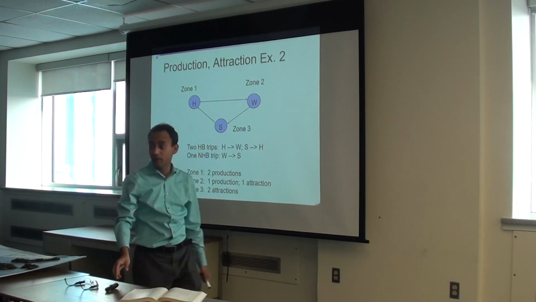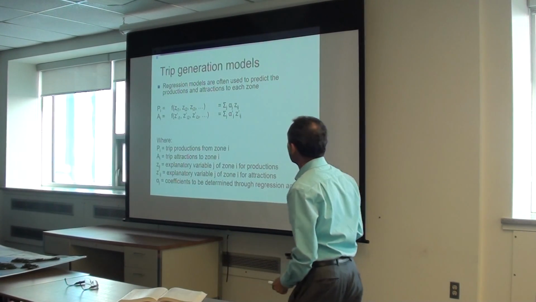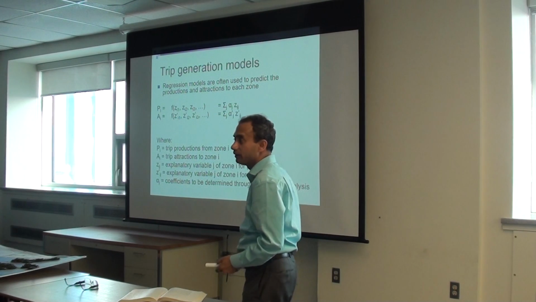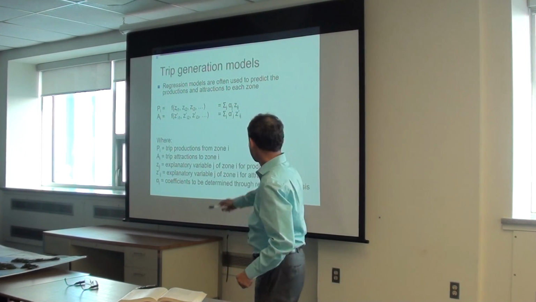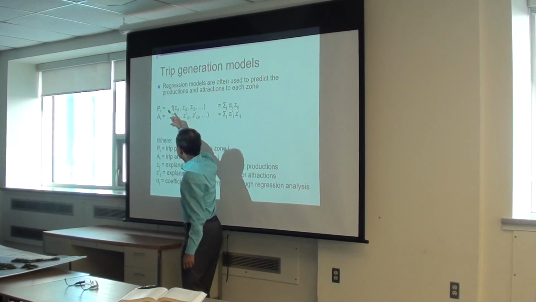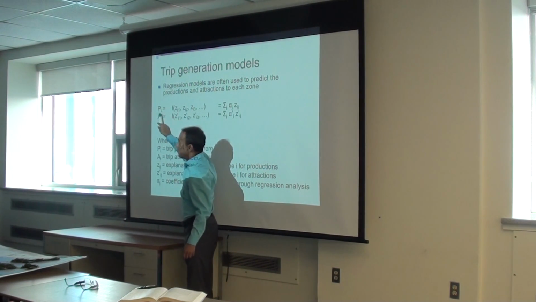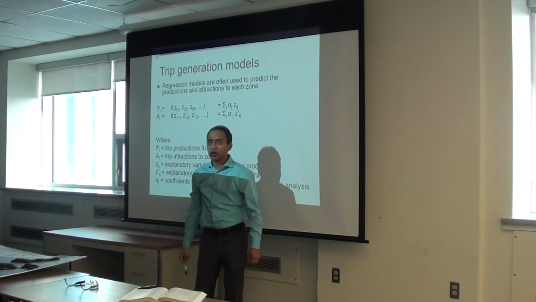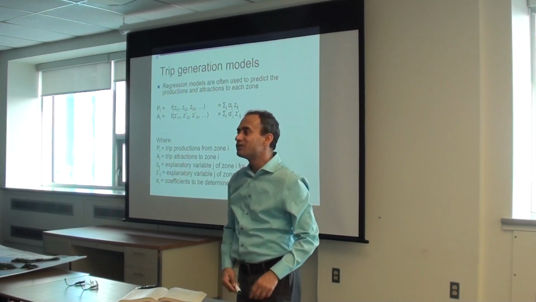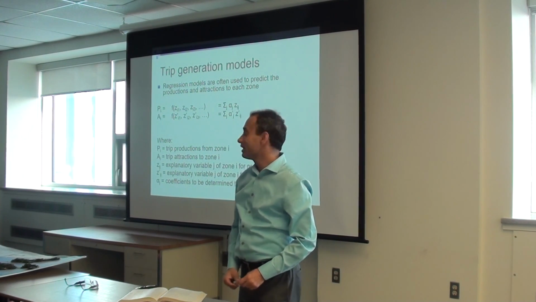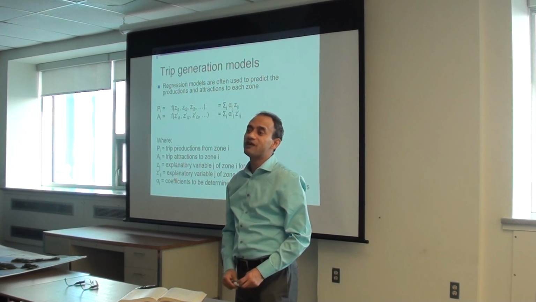But a better, more effective way is this regression model. So we try to generate from our origin destination model production, the number of productions in zone i and attractions in zone i; the way we do it is as a function of some things. Now tell me, what should the productions be a function of?